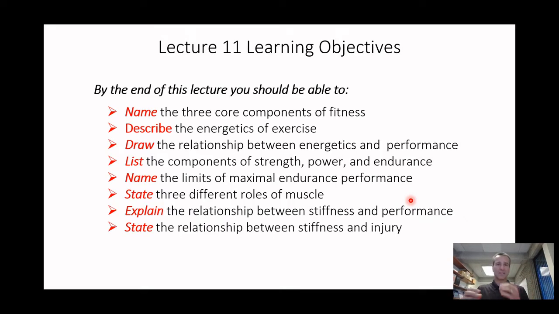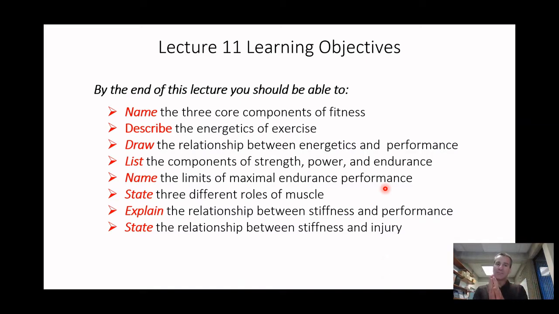But then if we go into today, what we're going to go through is we're going to be able to name these three core components of fitness, describe how the energetics of exercise affect our performance. You'll be able to draw the relationship between energetics and performance, list the components of strength, power, and endurance, name the limits of maximal endurance performance. So what are the things that prevent you from just going at 100 miles an hour for a long period of time? What are the things that are really limiting our endurance performance?